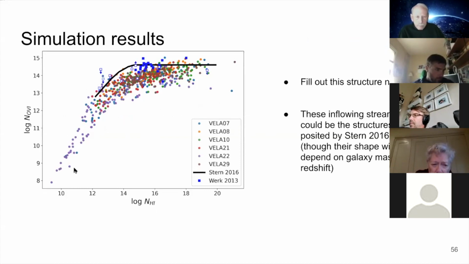And we fill in this region where they only got non-detections, which is kind of nice. So by running a bunch of sightlines through the simulation, we fill out this structure pretty nicely. And so we can argue, okay, maybe these inflowing streams are the structures that can give us the Stern 2016 results, but we have to interpret it a little bit differently.